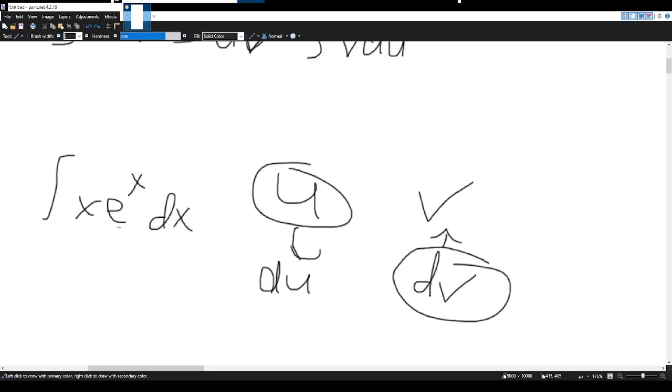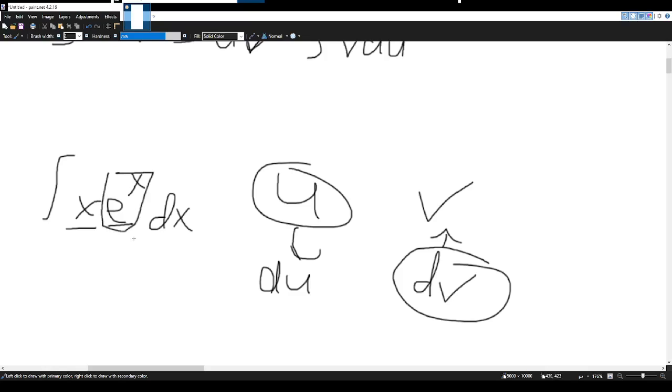So there are guidelines for which one to choose. To quote the book: one, try letting dv be the most complicated portion of the integrand that fits a basic integration rule, then u will be the remaining factors of the integrand. Two, try letting u be the portion of the integrand whose derivative is a function simpler than u, then dv will be the remaining factors of the original. If we look at the first guideline, these both fit a basic integration rule, but e to the x is clearly the more complicated part.